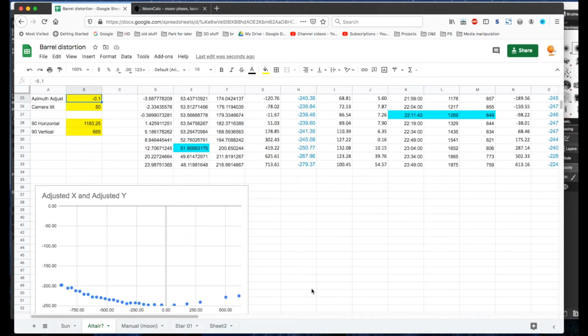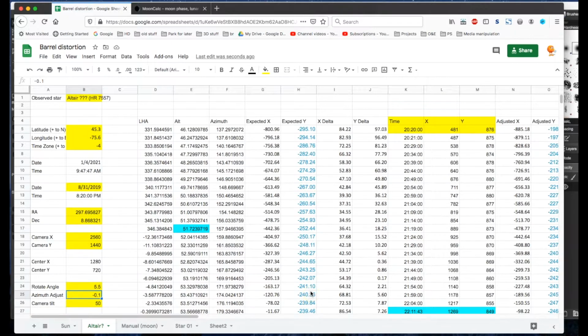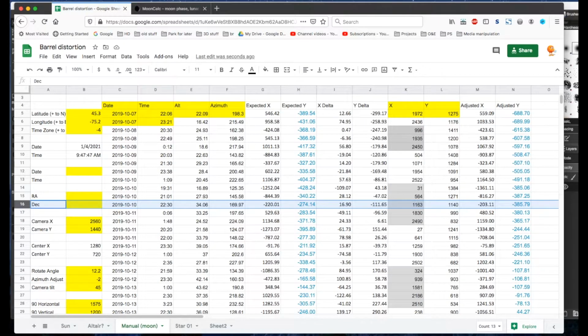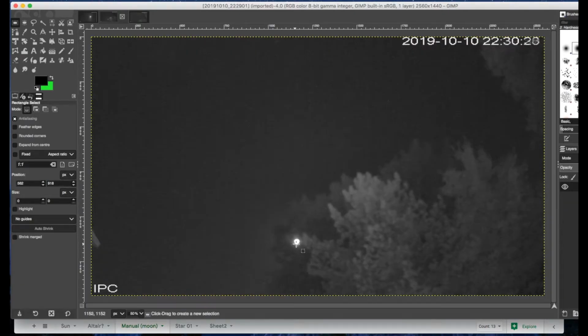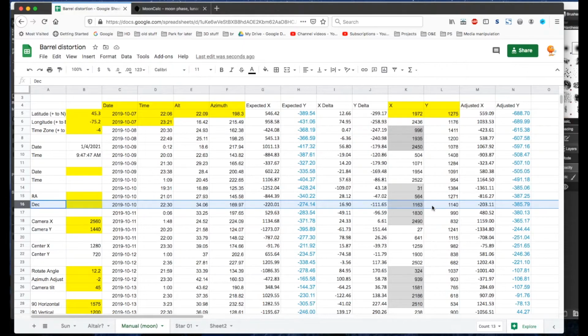But I wasn't entirely satisfied or impressed with what I got so far. I thought I was going to try something slightly different. Now this one here was a very manual and labor-intensive process. I tried something similar for the moon. So I went and loaded an image where I saw the moon, noted the coordinates. So it should be somewhere around 1160 by about 1138. And I put it in the spreadsheet like this.